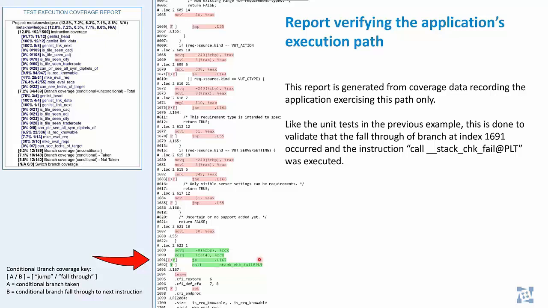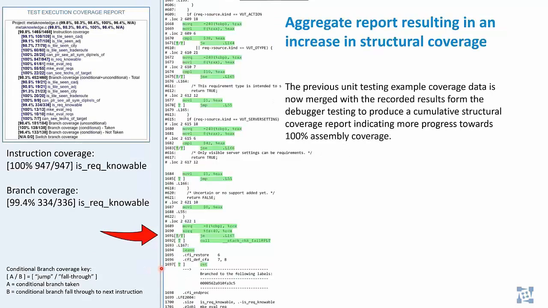Producing a report off the recording that we got from the executable in production mode, we see that yes, we have hit the fall through edge of this jump equal and executed index 1692. So we've proved now that we have gone down the path that we cared about from the previous view. I can then merge the coverage from the executable running in production mode with instrumentation around the function and translation unit we're interested in.